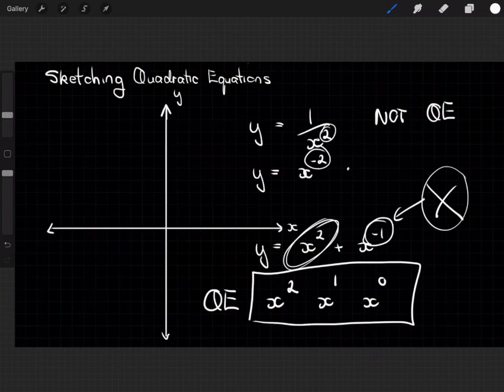So a quadratic equation, to summarize, must have an x squared term in it. It can also have an x term and an x to the 0 term, but it must have x squared, and it cannot have any other type of x term other than those that are described there.